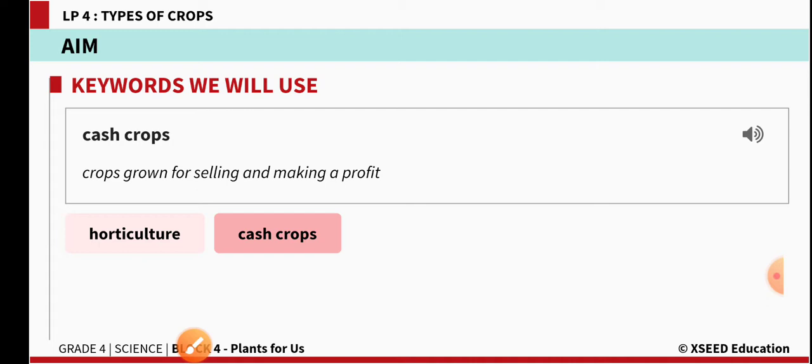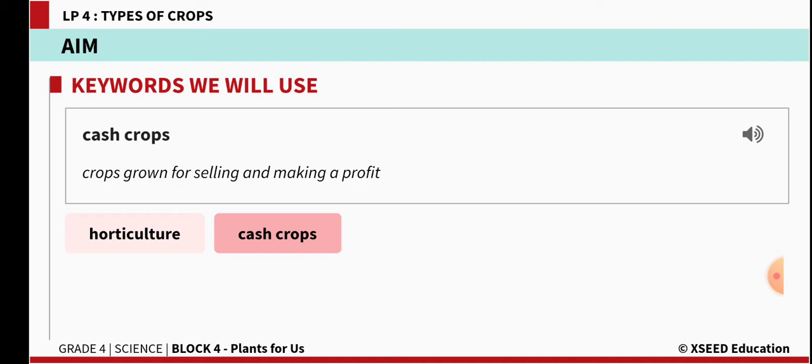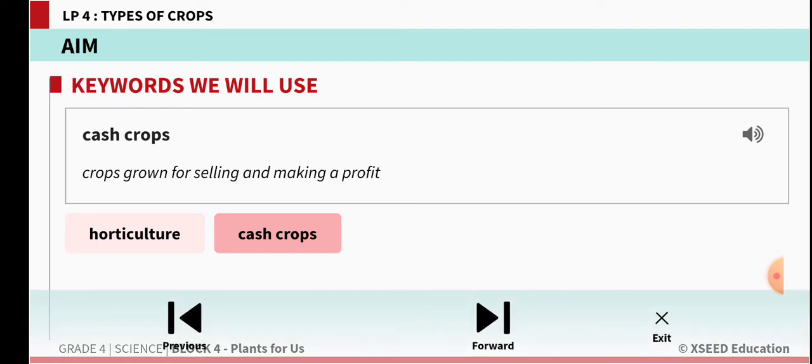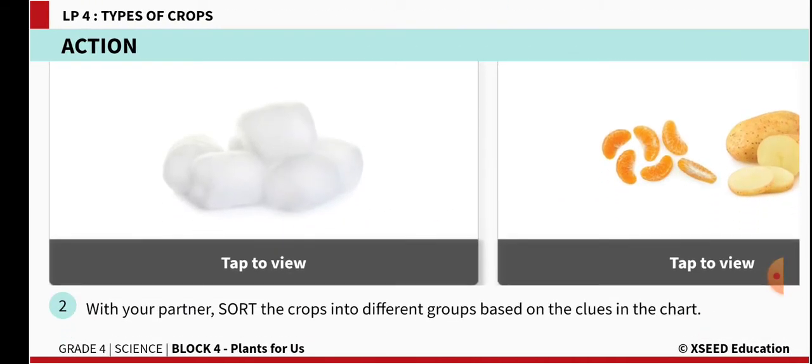And the next one is cash crops. CASH, cash, CROPS, crops. Cash crops means crops grown for selling and making a profit. So farmers will sell these crops and they get profit. So such plants are called cash crops.